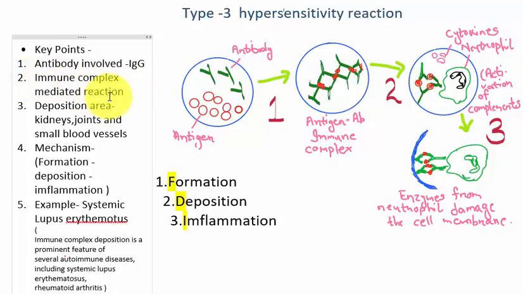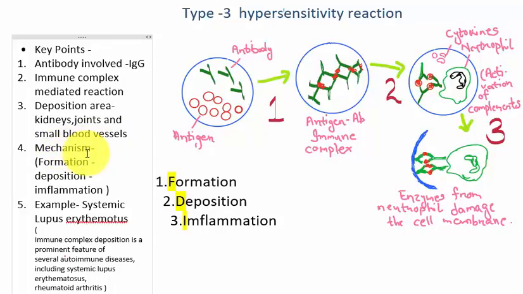What do you mean by immune complex mediated reaction? The complex formed by the antigen antibody, you can see in this picture, this is the complex formed by the antigen and antibody. And next, third point is the deposition area where the immune complexes are deposited. They are generally the kidneys and the joints.